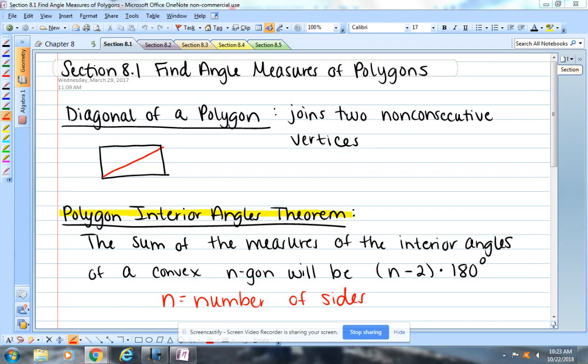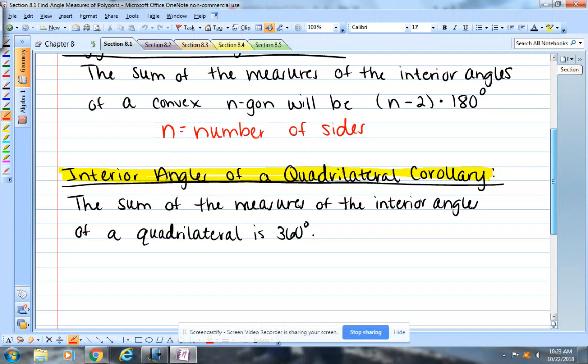So what if it asks for a pentagon? How would you do that? 5 minus 2 is what? 3, so it'd be 3 times 180. What about an octagon? 6 times 180, right? Y'all see what I'm getting at? What about a 15-sided figure? What would it be? 15 minus 2 is 13 times 180. So however many sides it is, you subtract 2 and multiply that number times 180 to say what the interior angles of that polygon will add up to be. Okay? All right. So that is the interior angles theorem.